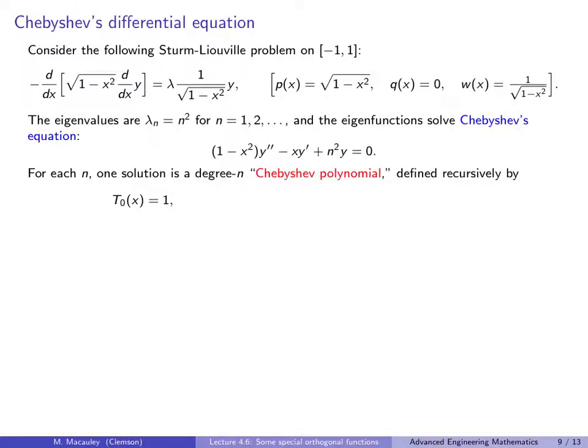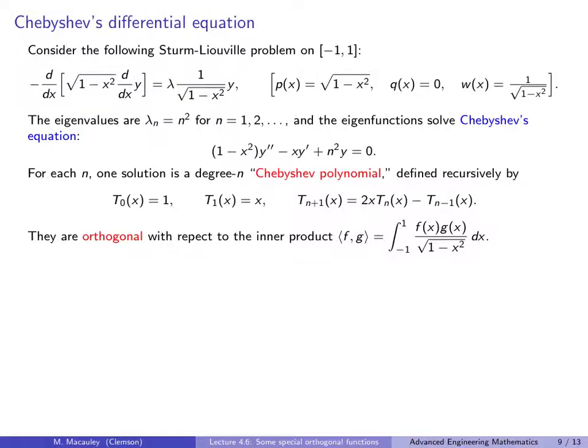Now, just like Legendre's equation and the example that we solved when we studied power series, one of these solutions is a polynomial. So for each n, we get a solution that's a degree n Chebyshev polynomial, and that's defined recursively as follows. The first one, T0 of x, is equal to 1. T1 of x is x. And then the (n+1)th polynomial is just 2x times Tn of x minus T(n-1) of x.